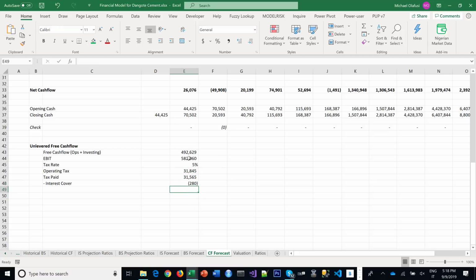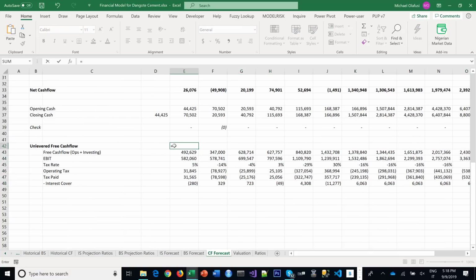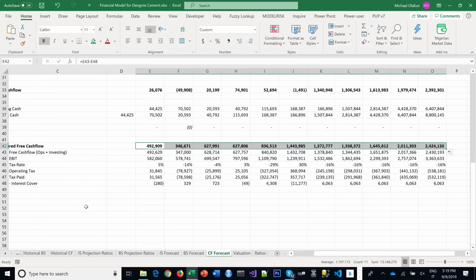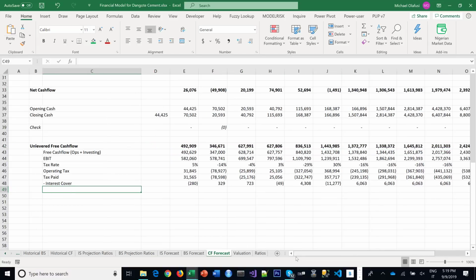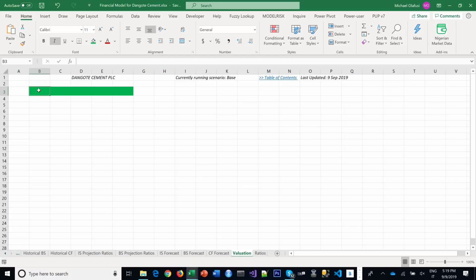And then I can drag all of this into the future, and then the unlevered free cash flow is this minus the effect of the leverage. So I take out the interest tax cover. Okay, so this is the cash flow we are going to use to compute the DCF valuation. So we're going to do the DCF valuation now.